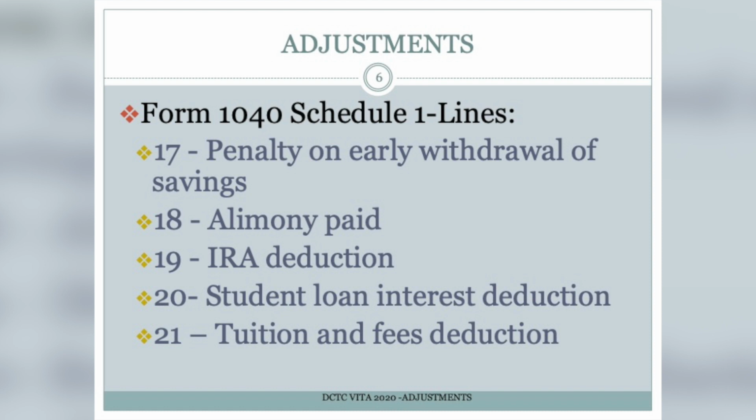Line 19, IRA deduction. This is found in your Publication 4012, page E-10. Please read the entire page, including the notes at the bottom of the page, as well as the TaxSlayer hint located at the bottom. There were significant changes made in 2020 from prior years, so once again, read the notes.